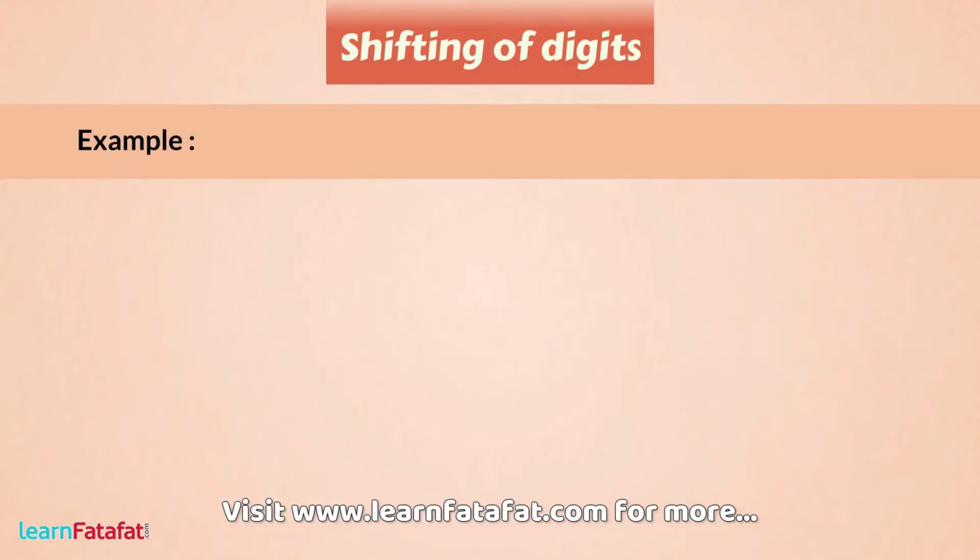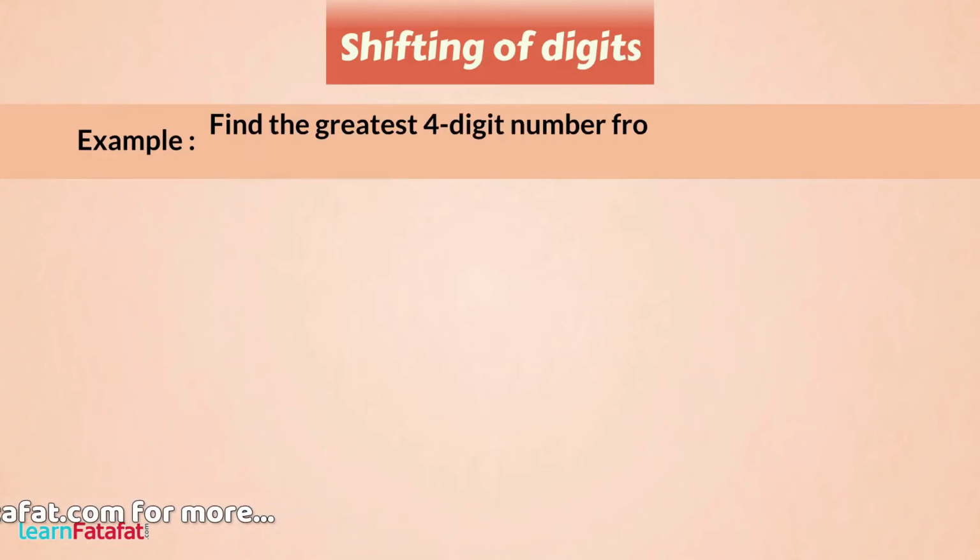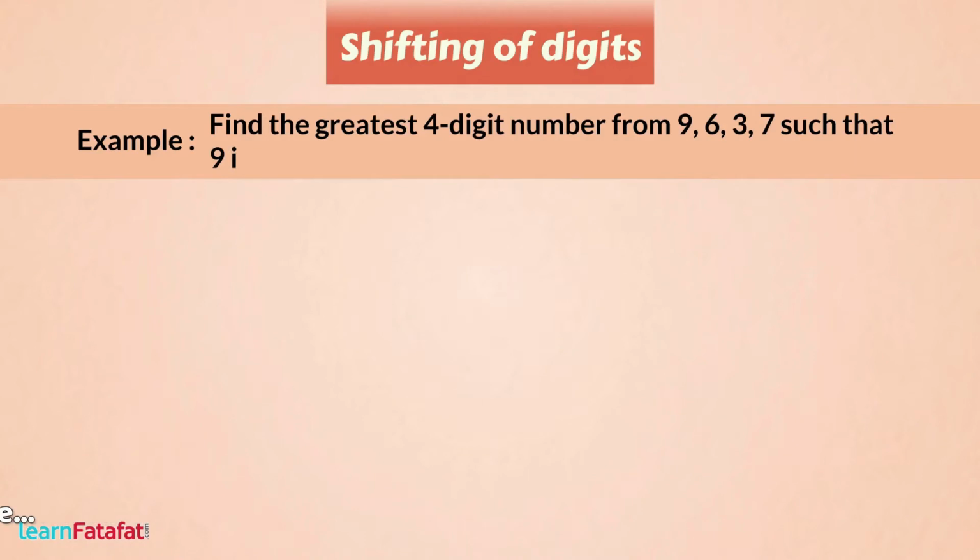Another example. Find the greatest 4-digit number from 9, 6, 3, 7 such that 9 is at the tens place. Let's find the greatest number with the given condition.